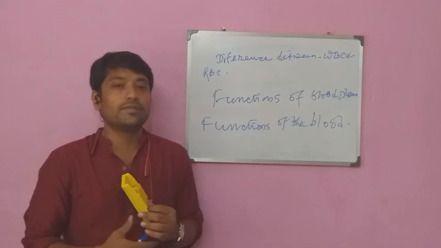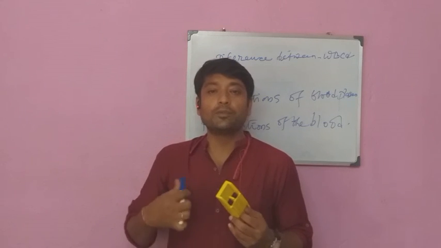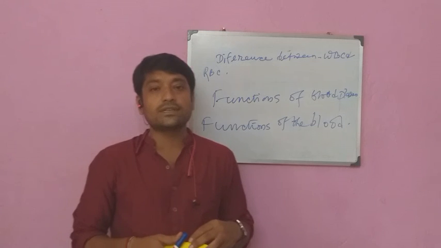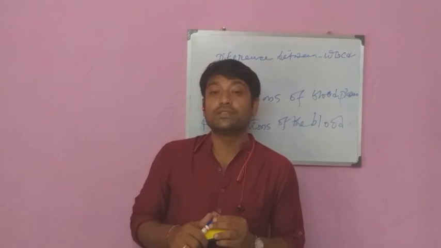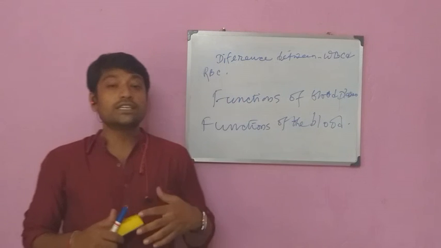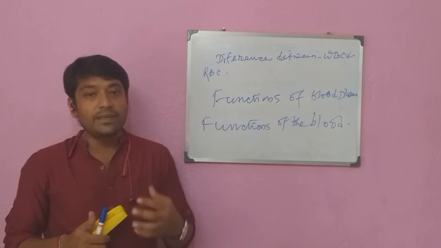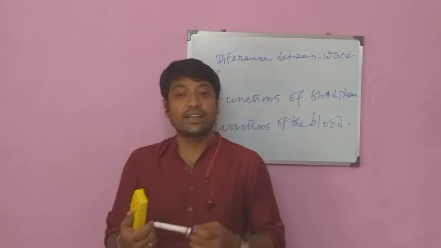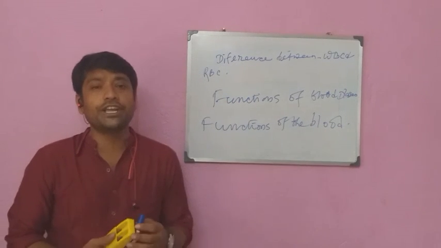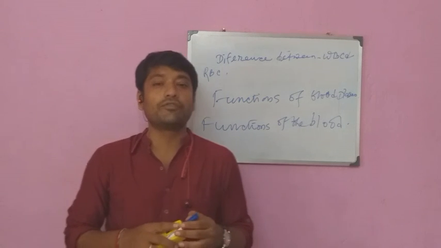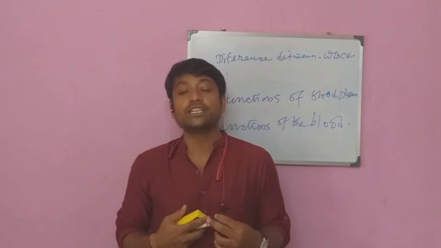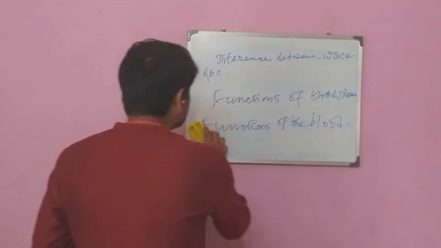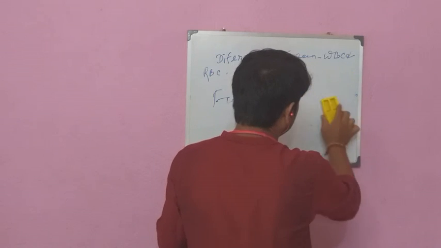Another important function of blood: transport of carbon dioxide from the tissues to the lungs. Another important function: transport of excretory material from the tissues to the liver, kidney, or skin for elimination, and distribution of hormones from glands to the target sites. And another important function of blood: distribution of heat to keep the body temperature uniform. Understood?